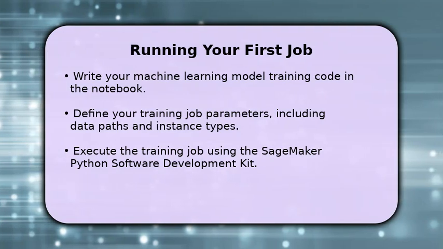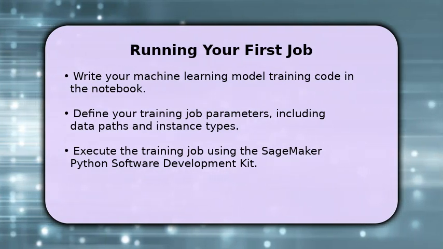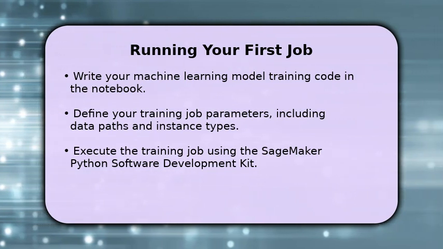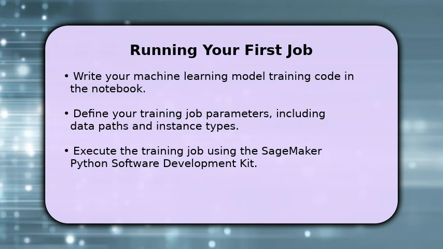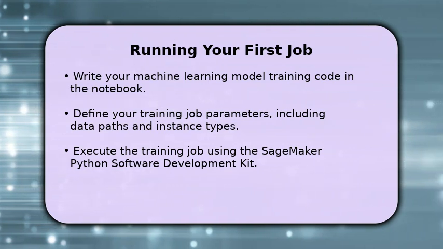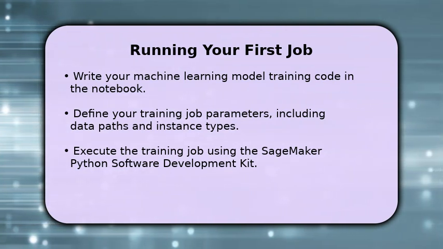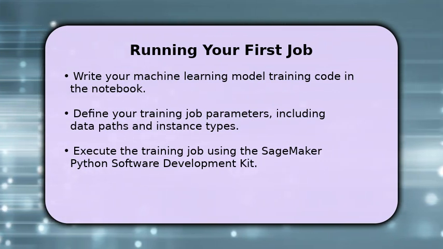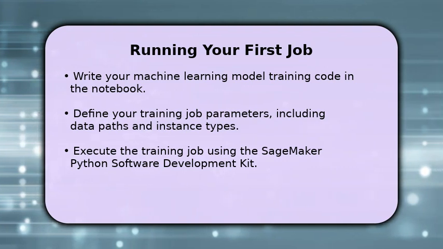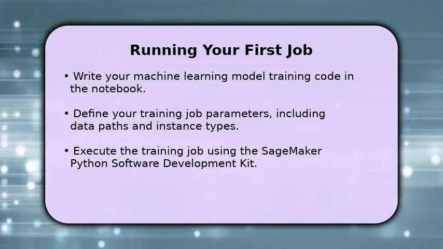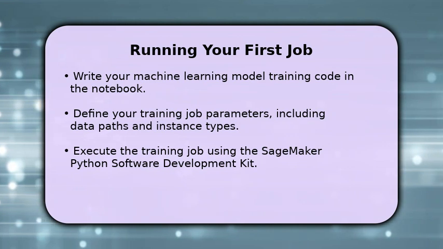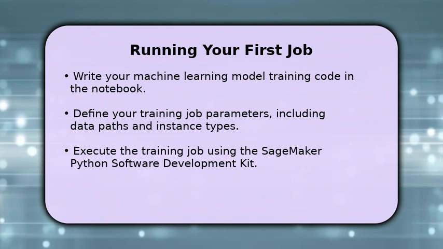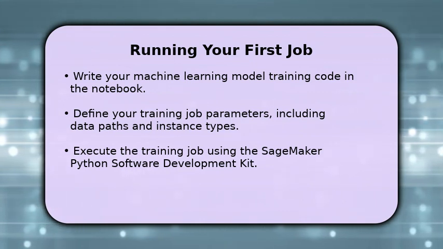Now you are ready to write your machine learning model training code within the notebook. Define your training job parameters, specifying input data paths in S3 and the desired instance types for training, like ml.m5.xlarge. Then execute the training job using the SageMaker Python software development kit. This powerful tool simplifies the process. You can monitor the job's progress and view detailed logs directly from the SageMaker console, ensuring everything runs smoothly.